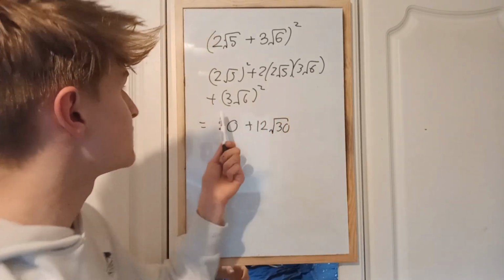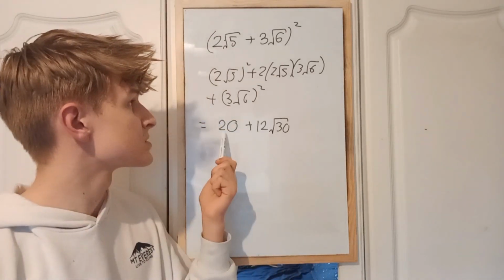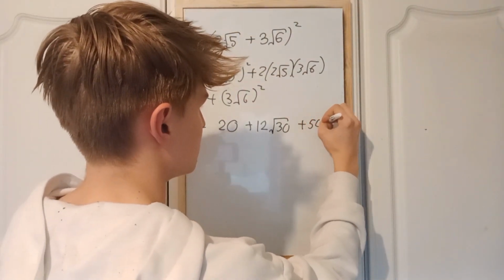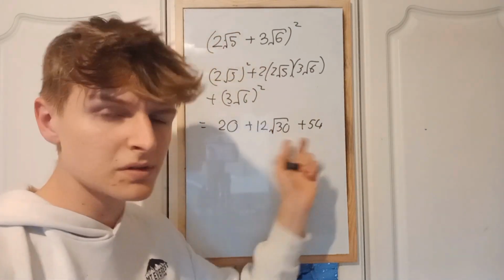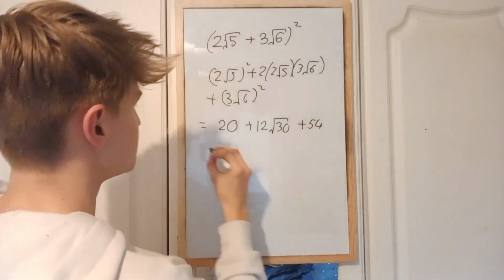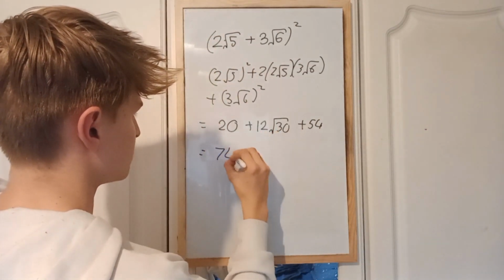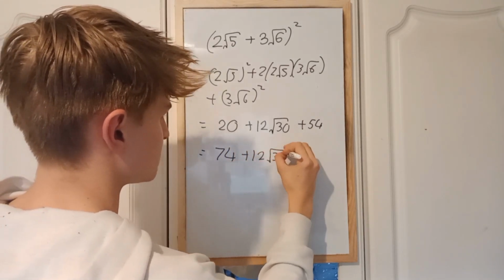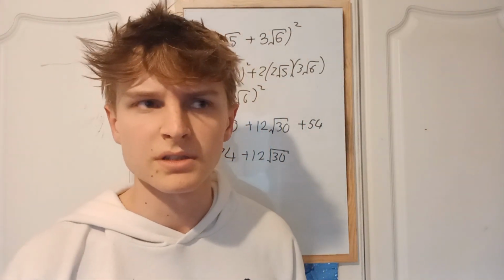And then this last bit, 3 root 6 squared, using the same logic as before, is 9 times 6. 9 times 6, if I'm not mistaken, is 54. 20 plus 54 is in fact 74. And then we've still got this 12 root 30.